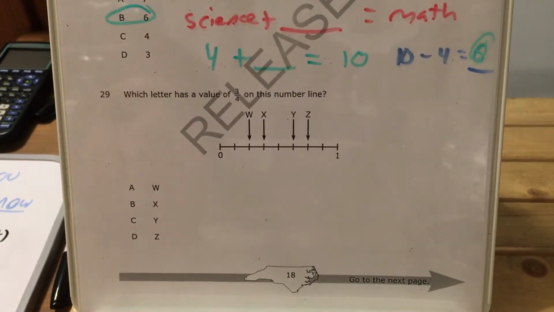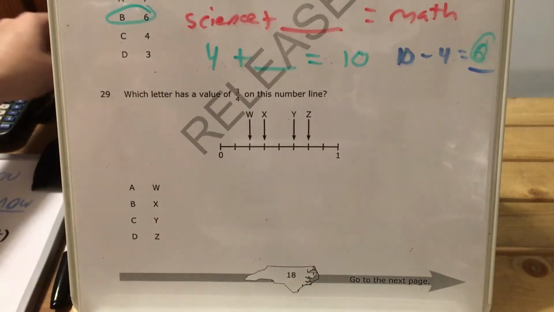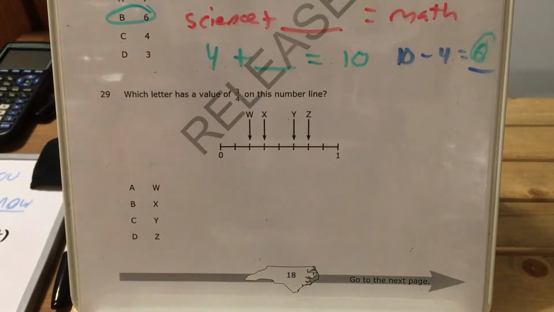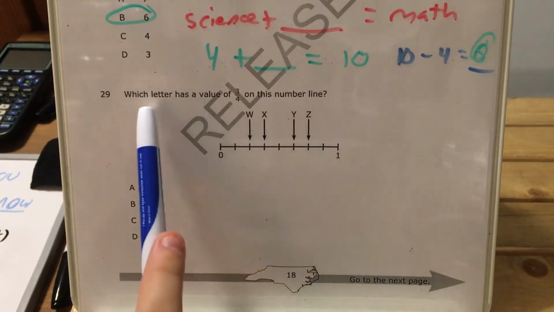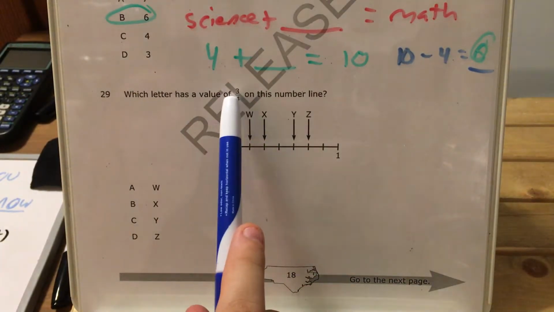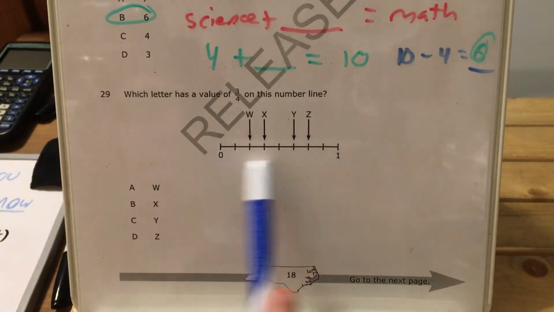This is Mr. W. We're going to be tackling question 29 in the third grade math questions that North Carolina released this past school year. We can see that we're being asked to look at this number line and tell which letter would go with a value of 3/4.